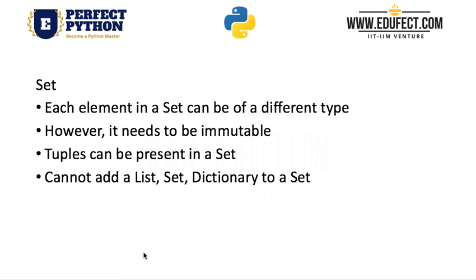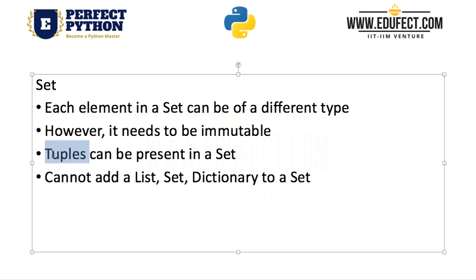In a set, each element can be of a different type. However, it needs to be immutable. So in a set, although it can store elements of different types, those elements need to be immutable. What does that mean? It means tuples can be present in a set. However, we cannot add a list, a set, or a dictionary. These are mutable. So list, set, and dictionary are mutable data structures, and we cannot add them to a set. We can only have tuples present in a set.